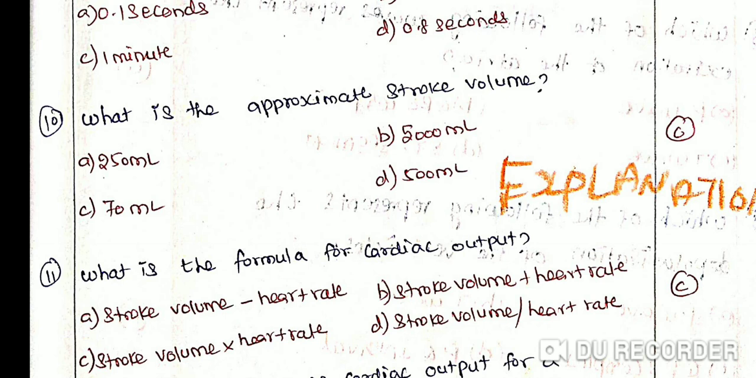What is the approximate stroke volume? Option A 250 ml, option B 5000 ml, option C 70 ml, option D 500 ml. The correct answer is option C, 70 ml. 72 cardiac cycles take place in 1 minute. The duration of the cardiac cycle is 0.8 seconds. During each cardiac cycle, each of the two ventricles pumps 70 ml of blood, which is known as stroke volume.